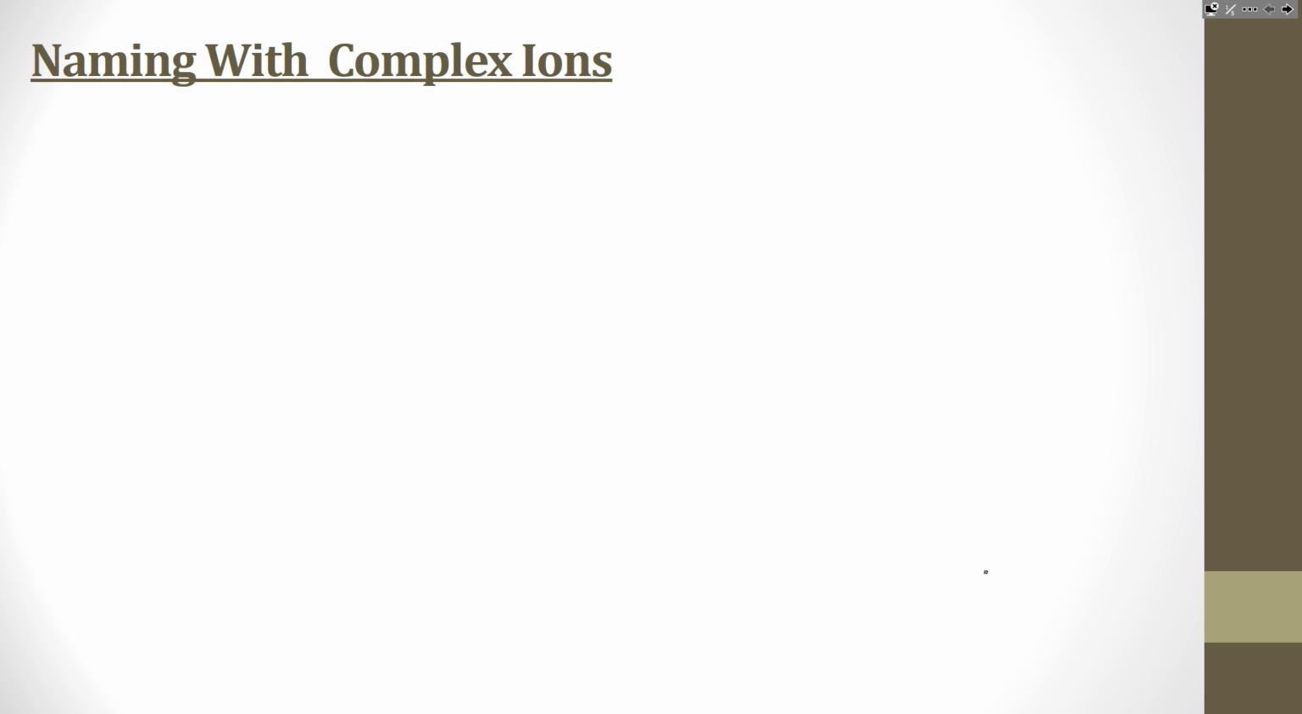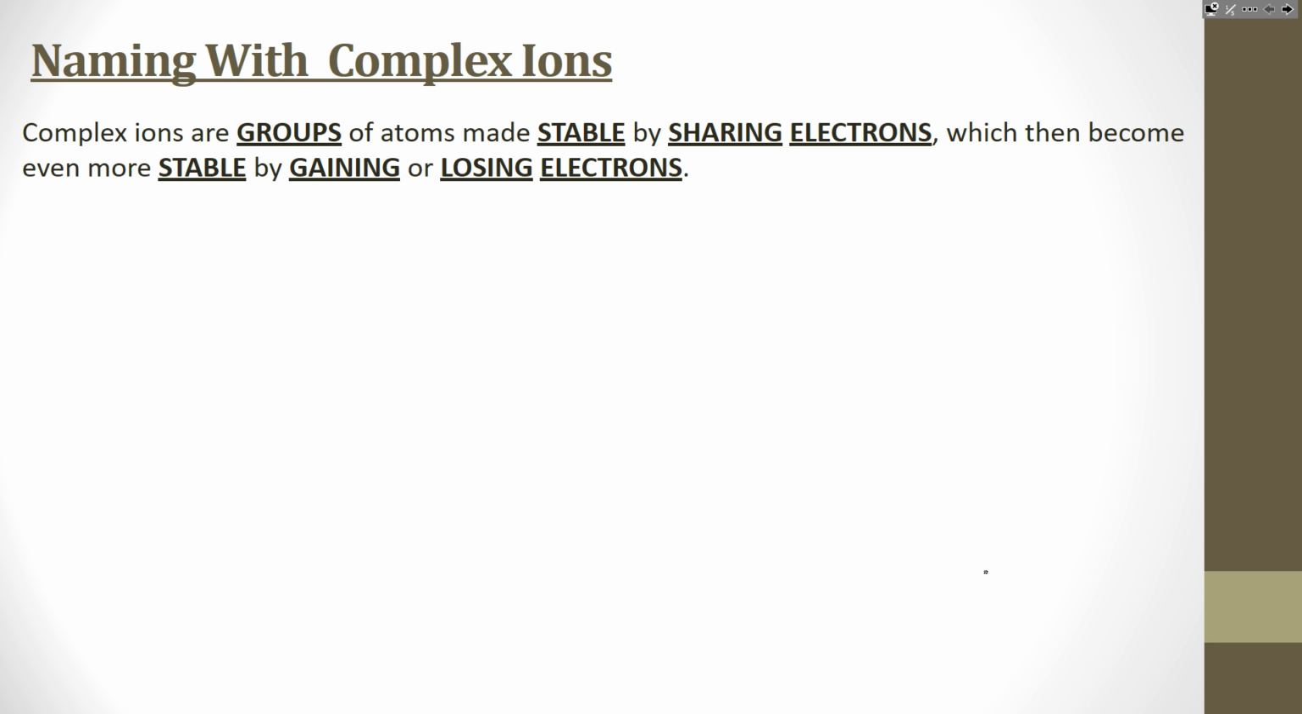Okay, today we're going to take it a little bit further with our naming, and we're going to look at how to name using complex ions. So if we look at your periodic table and look on the back side of the periodic table, you're going to see a bunch of different ions that have groups of elements in them. So more than just one.